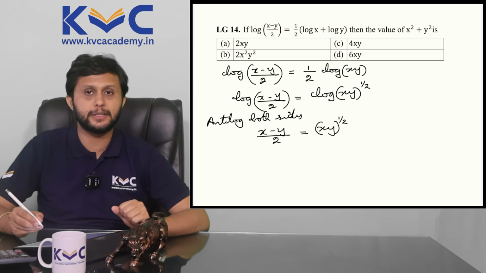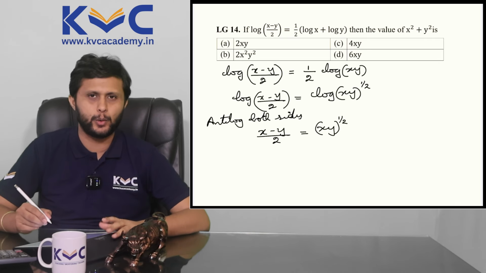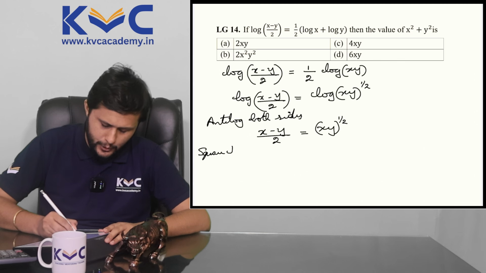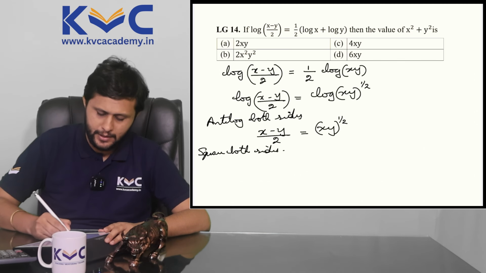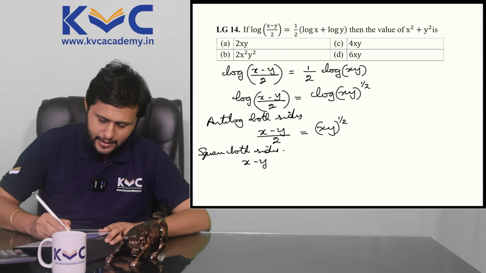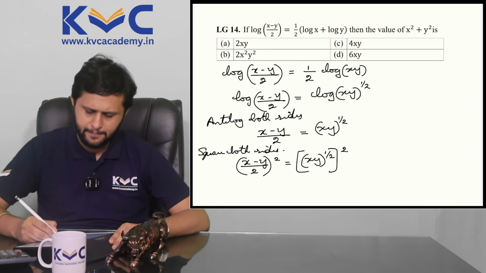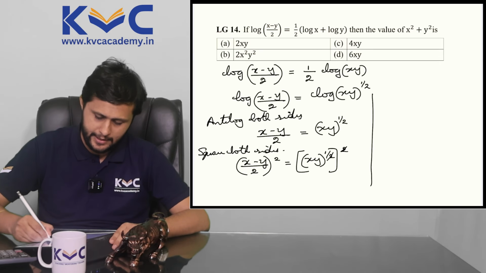How to simplify further? We have raised to the power 1 by 2. That is nothing but square root. How to cancel square root? We need to square both sides. Square both sides. We have done this before. Okay. So we have ((x minus y) divided by 2) whole square is equal to (xy to the power 1 by 2) square. Obviously, square and square root cancels. I'll continue here on the right side.